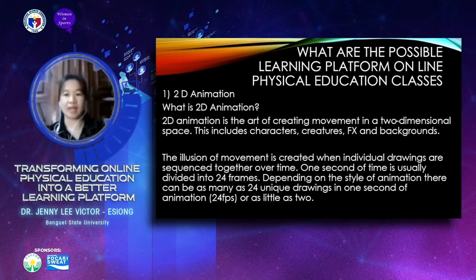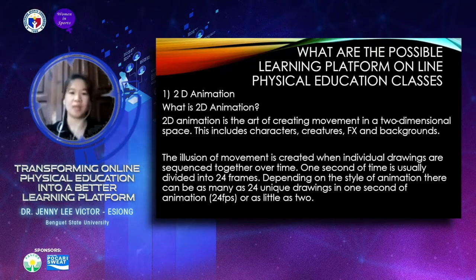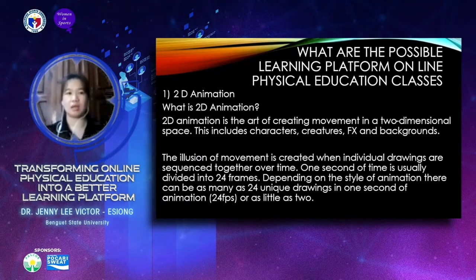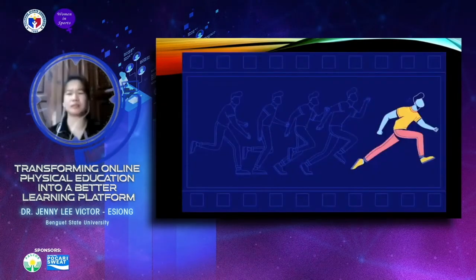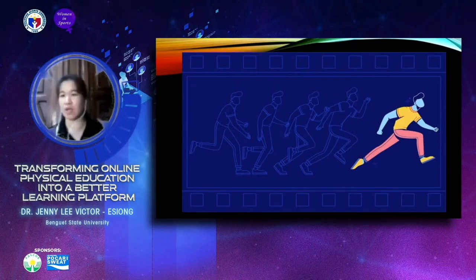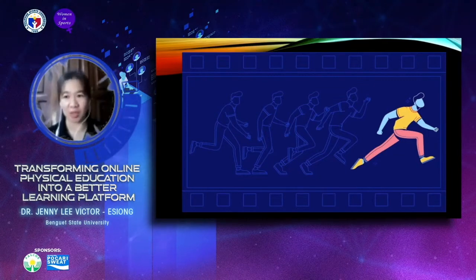One second of time is usually divided into 24 frames or 24 drawings to be exact. Depending on the style of animation, there can be as many as 24 unique drawings in one second of animation or as few as 2, depending on what specific skill or activity you are trying to portray. So an example is this. If your students cannot access the instructional videos, if you don't have any other means, you can have this, so they can see clearly what you are trying to teach them.